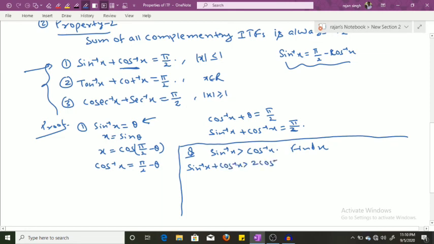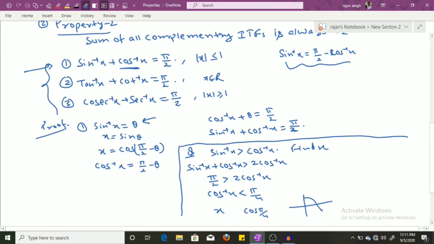Adding cos inverse x, this becomes 2 times cos inverse x, right? The sin inverse x plus cos inverse x we saw right now is pi by 2, and the right side is 2 cos inverse x. So cos inverse x is how much? Less than pi by 4 after dividing by 2. Now take cos on both sides. This becomes x, and this becomes cos of pi by 4.